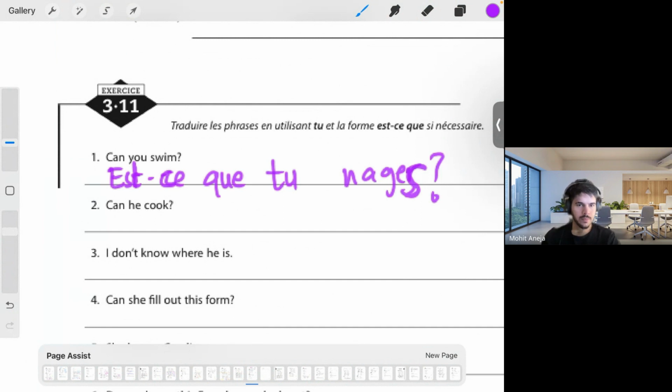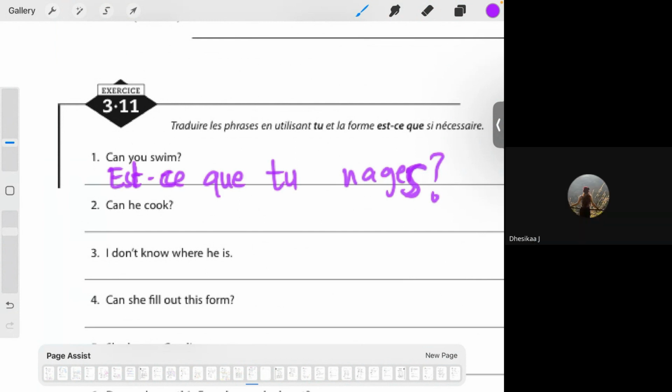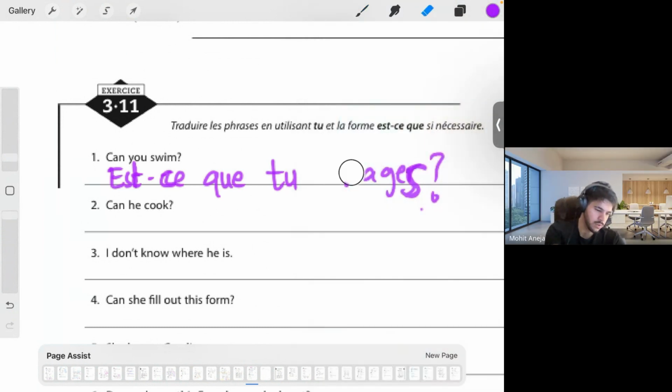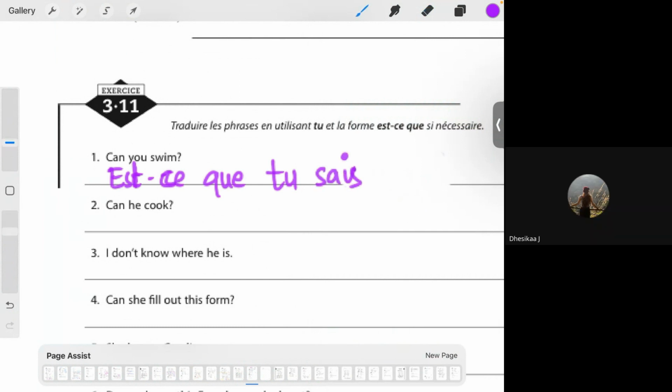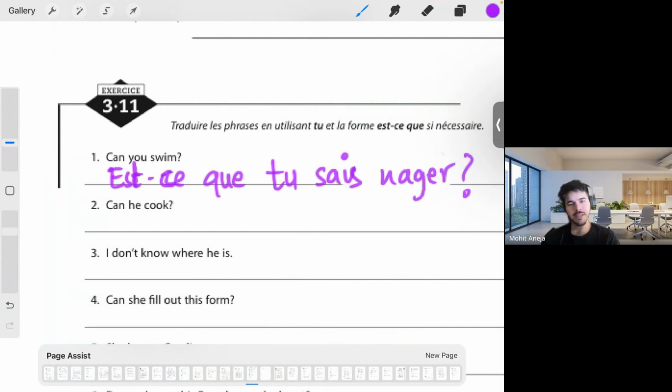How, can you swim? What does that actually translate to in English? I mean, what is the meaning of the sentence? Can you swim? Do you know how to swim? Est-ce que tu savoir. Yes, exactly, we have to use savoir. Why did we use savoir? Because it's a skill. Swimming is a skill. So, est-ce que tu sais nager? Makes sense. If he did not know how to swim, he wouldn't probably be alive in this answer. Can you swim? Est-ce que tu sais nager?